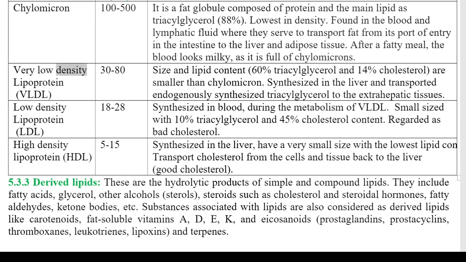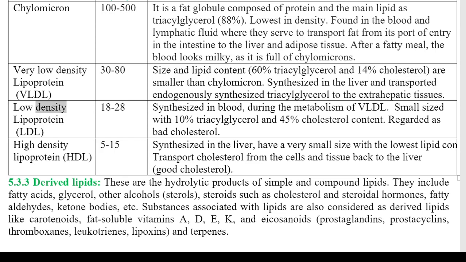Very low density lipoprotein, VLDL, 30 to 80 nm. Its lipid content is 60% triacylglycerol and 14% cholesterol, and it is smaller than chylomicron. Synthesized in the liver, it transports endogenously synthesized triacylglycerol to the extrahepatic tissues.